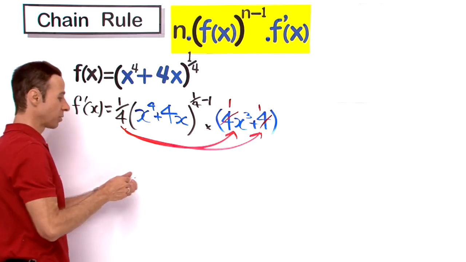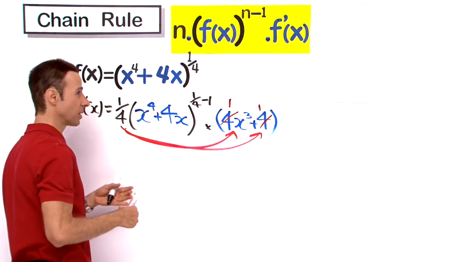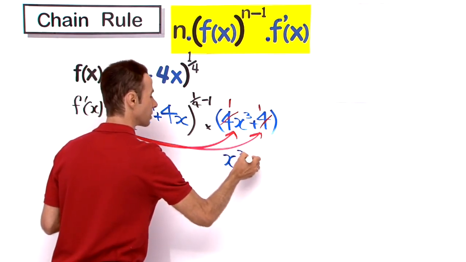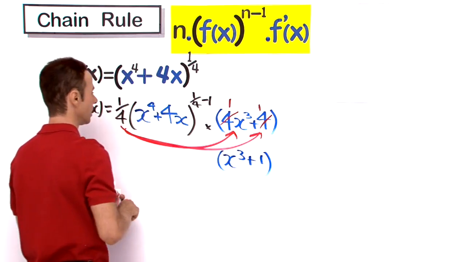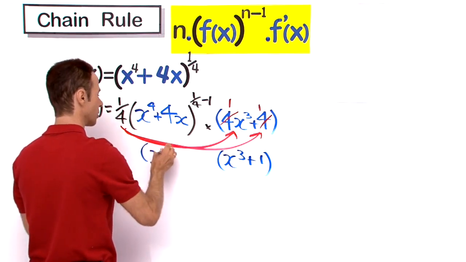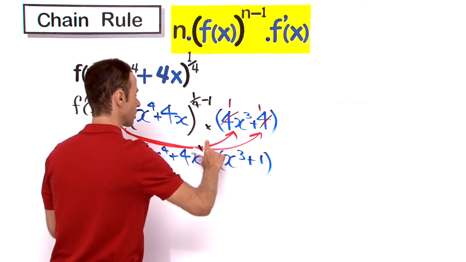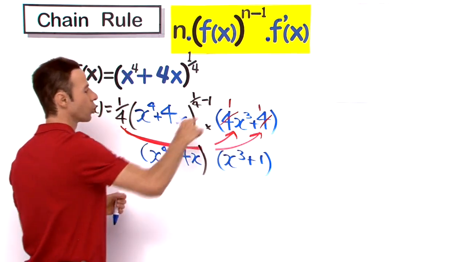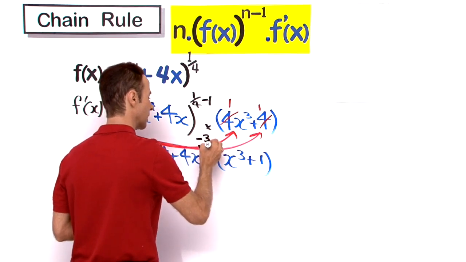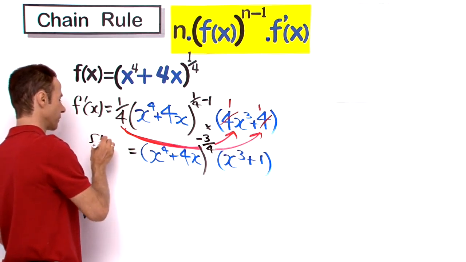So let's further simplify this. Now what we have here is x cubed plus 1. So let's write that up as that. We've got x cubed plus 1 right there. And over here, we've simply got this part as x to the 4th plus 4x, to the power of, let me just rub this area here. Now, 1/4 subtract 1 will give us -3/4. Okay, that's what the differential equals.